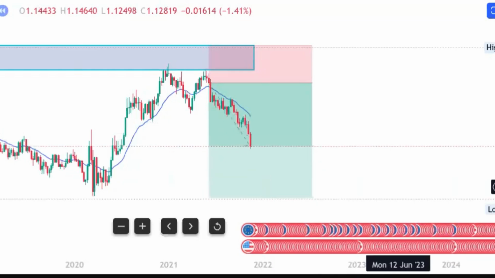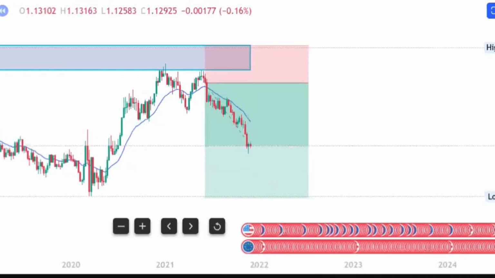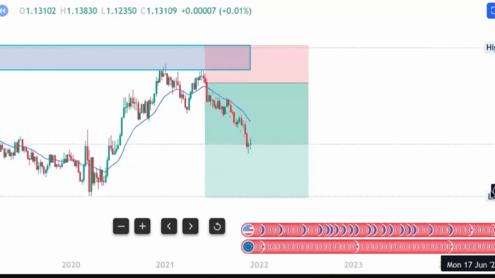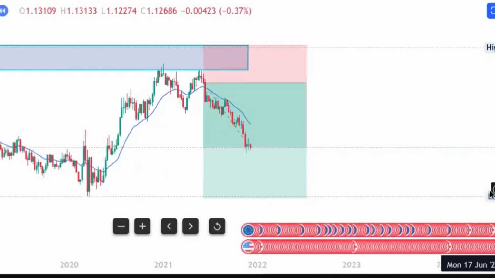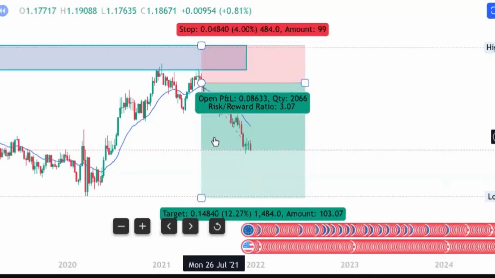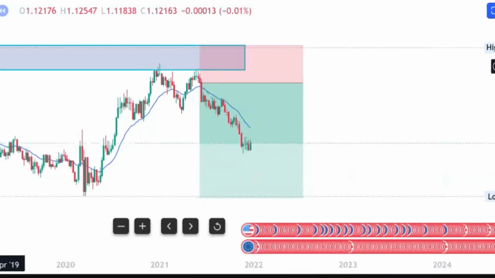And guess what? The stochastic gave us our entry point into the market, and we're looking to exit at this area. But while you're looking at that, you can also be paying attention to your stochastic again to see when it changes, so that you can just take your profits and walk away. All right, so literally this is really a lovely way to use the stochastic.